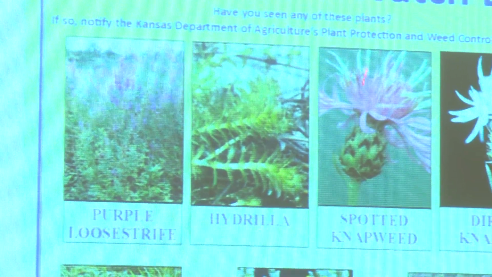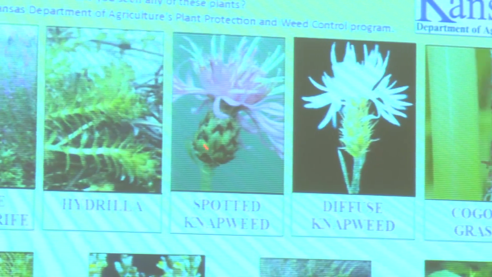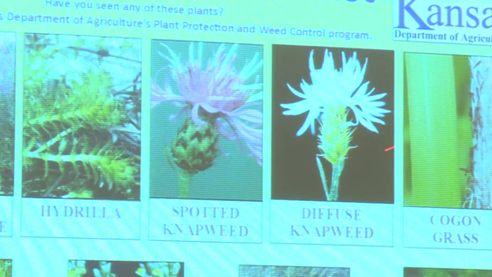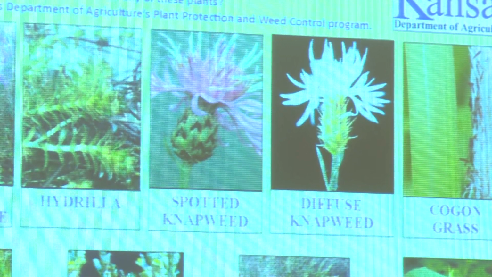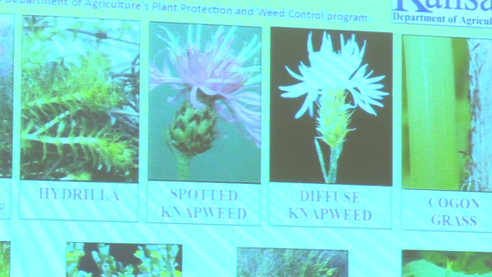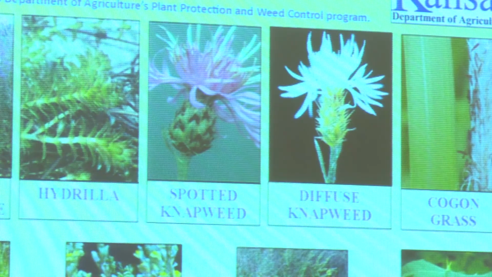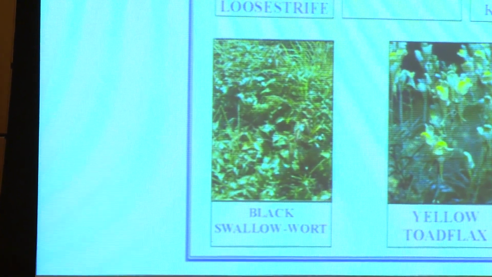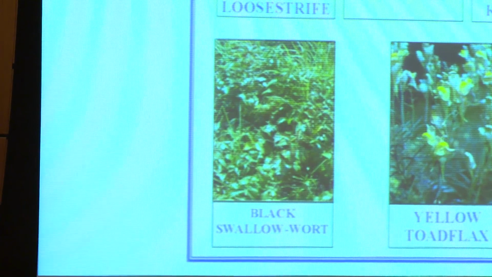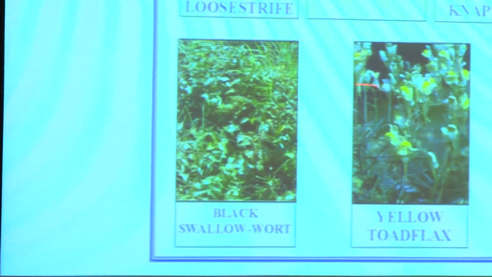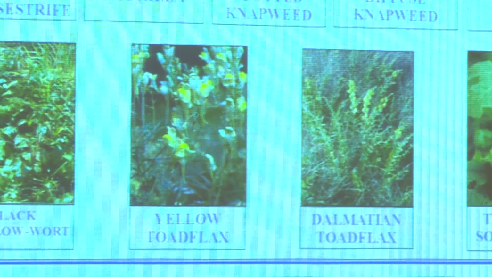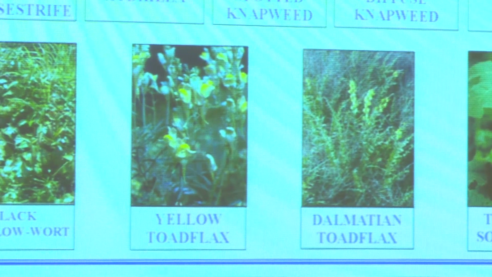These are two of the knapweeds I was talking about earlier. You can see where spotted got its name, the brown tip bracts. Diffuse knapweed has kind of sawtoothed or hair extensions on the bracts. Black swallowwort is in the milkweed family. Sold as an ornamental, but will take over. Yellow and Dalmatian toadflax, both of the same genus, but again, very aggressive.